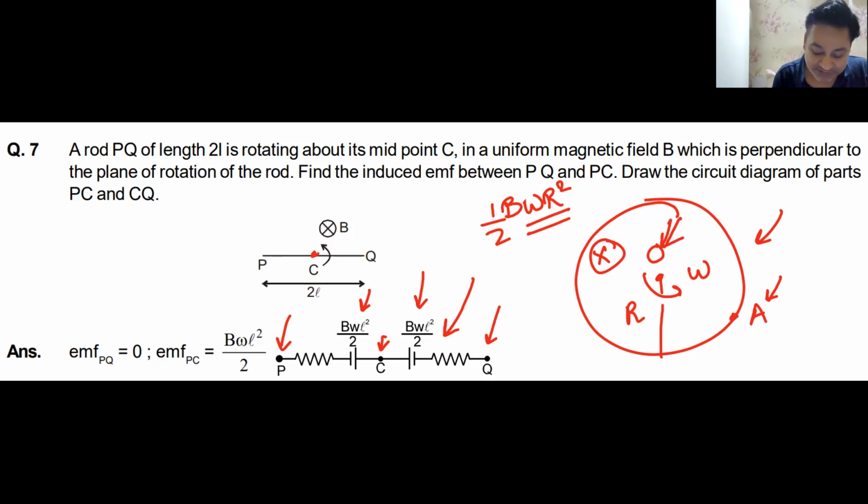Yes, sir. Then they make one more point on the circumference of the ring and then they ask you what is the potential difference between A and B. Then what would be your answer? What would be the potential difference between A and B, two points on the circumference of the ring? What will be your answer?